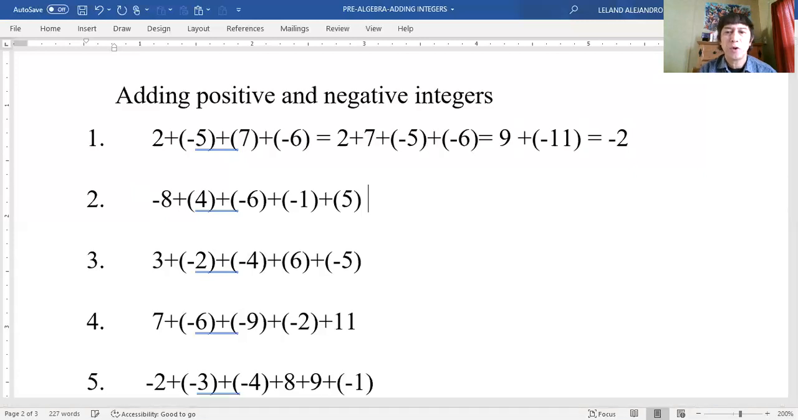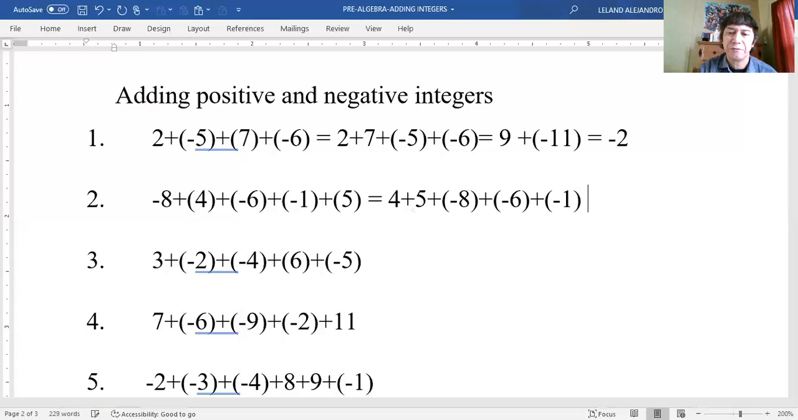So just like in number 1, we're going to collect first the positives. So we start with positive 4, and then we add to the other positive, which happens to be the 5. And then we continue with our addition. This time we will place the negative numbers in one place. So we start adding the negative 8 plus the negative 6 plus the negative 1. There. And so we will add the positives and then add the negatives, and then we will now process that.